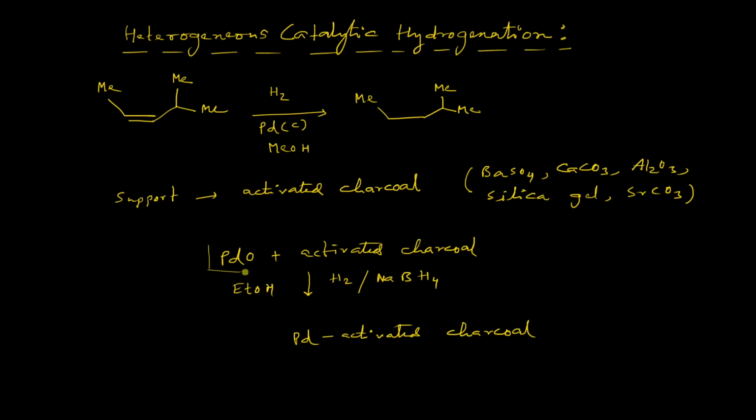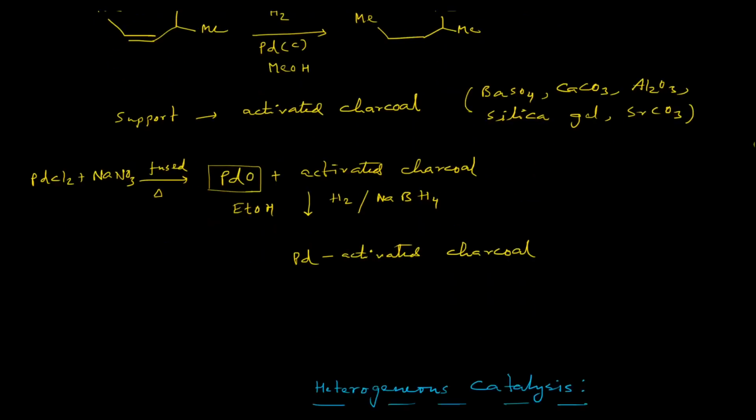Palladium oxide is prepared by fusing palladium chloride with sodium nitrate at high temperature. Okay, so the preparation of the catalyst is very straightforward. So now let us consider the mechanism of this reaction.